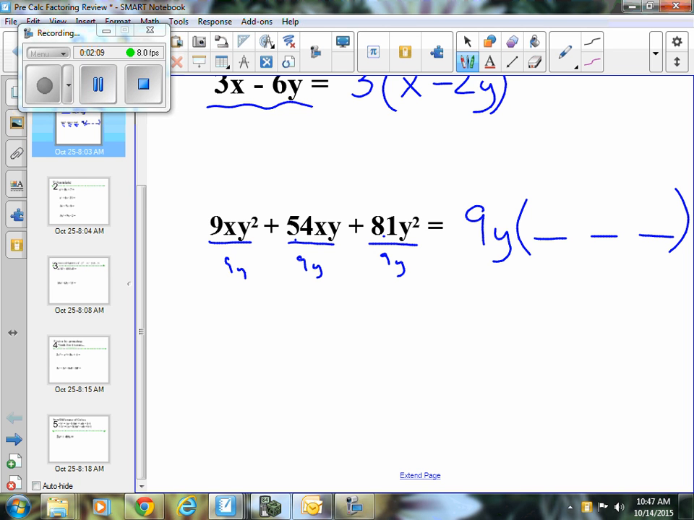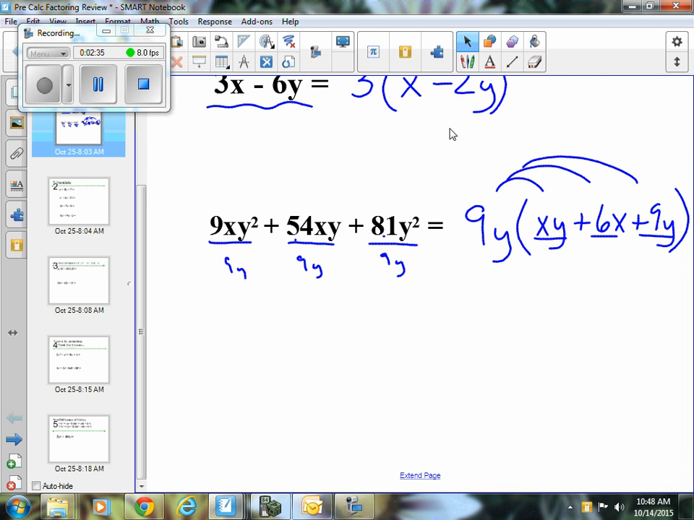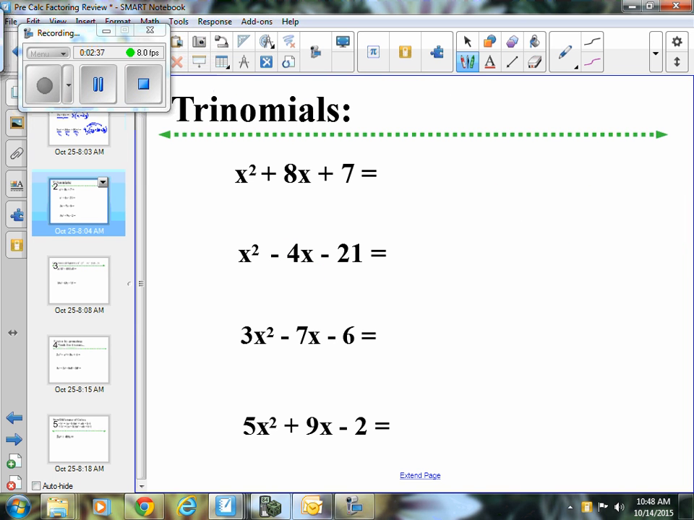So 9y times what would give you the first term? Looks like we need an x and another y. And then 9y times what would give you the middle term? That would be plus 6, and again, we need an x. And for the last term, 9 times 9 is 81, and it looks like we need one more y to the first. So that would be pulling out the GCF. And again, if you distribute back out, you should get back to the original expression. So always look for a greatest common factor first. All right, let's talk about trinomials.